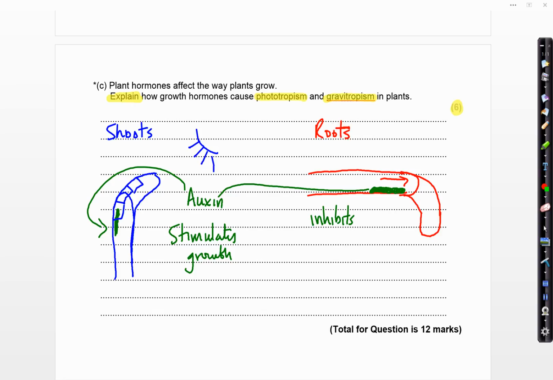So that's how the hormone auxin behaves in shoots, causing it bending towards the light, phototropism, and how auxin operates in roots, causing it to bend down into the earth towards gravity. So an explanation of that and a helpful diagram will get you 6 marks.